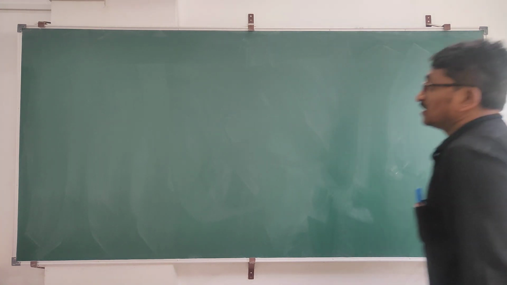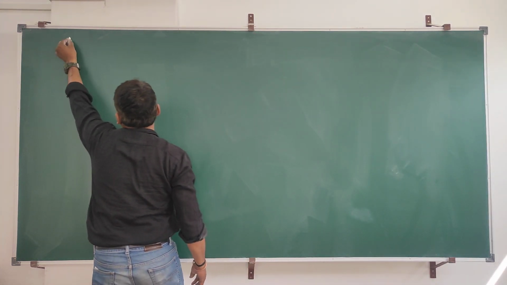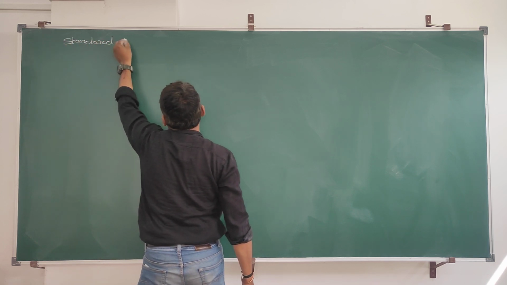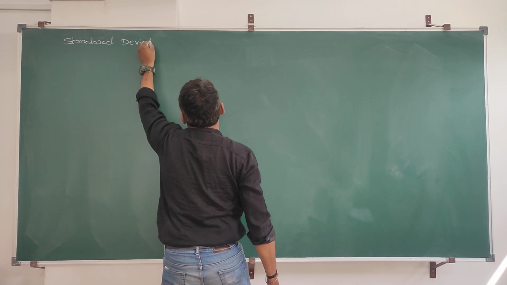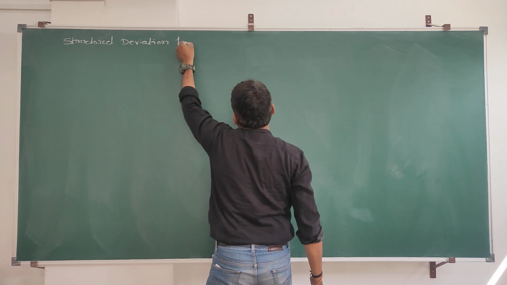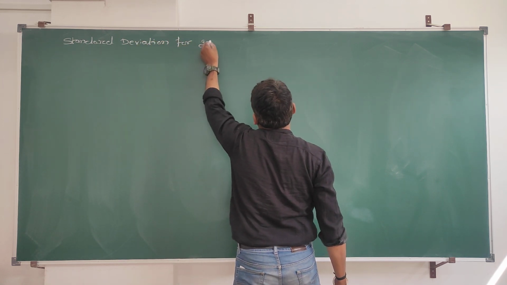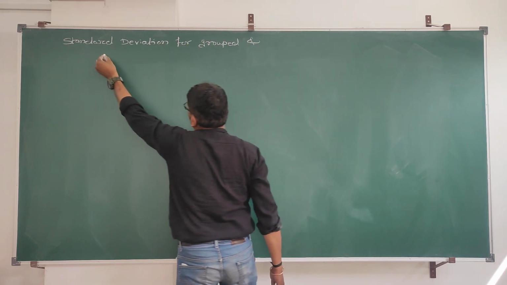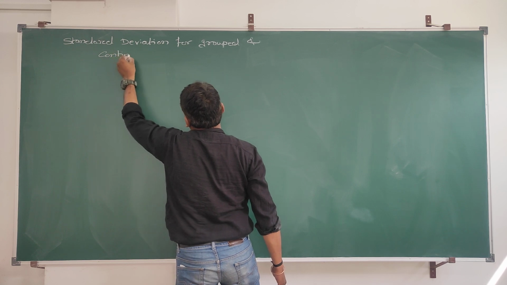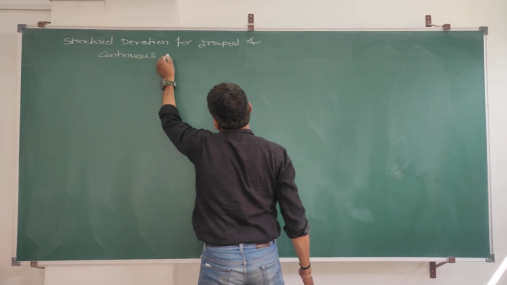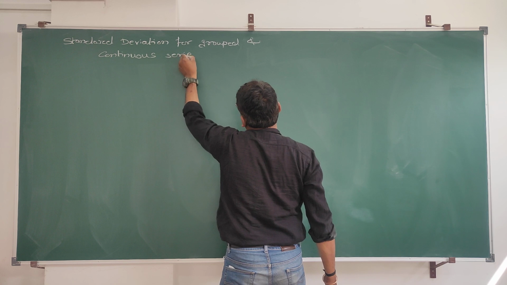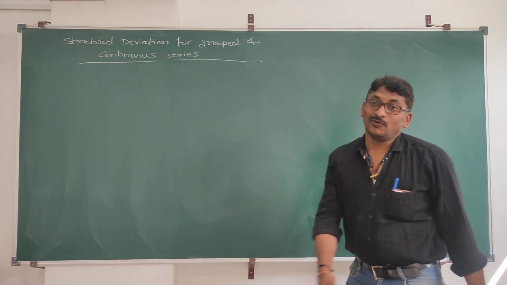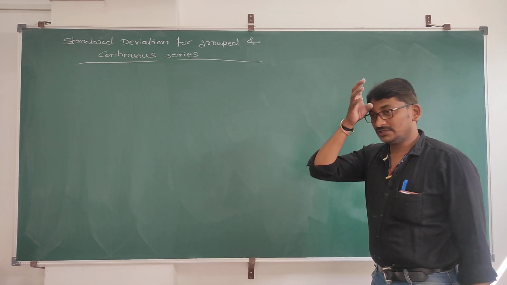Right, heading: standard deviation for grouped and continuous series. Grouped and continuous series. The formula is similar, only small changes.